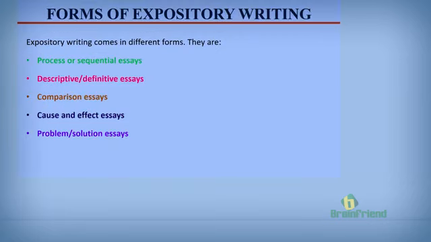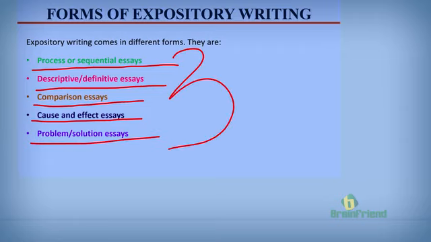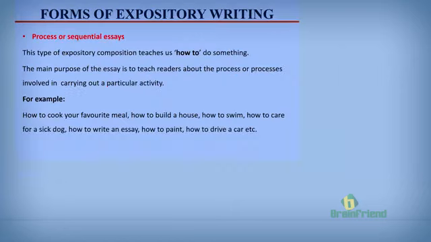Now we also have forms of expository writing, or ways in which expository writing can come. We have the process or sequential essays, descriptive or definitive essays, comparison essays, cause and effect essays, and problem solution essays. These are the forms of expository writing. We can write expository compositions in any of these forms. Now we are going to look at them one after the other.